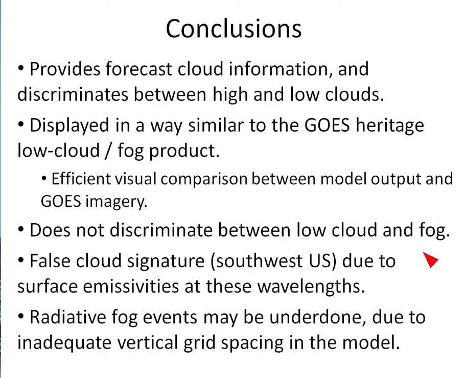Another limitation is the false cloud signature that you'll see over the southwest U.S. Again, this is due to surface emissivities at the same wavelengths. Another limitation is that radiative fog events may be underdone, and that's most likely due to inadequate vertical grid spacing in the model.